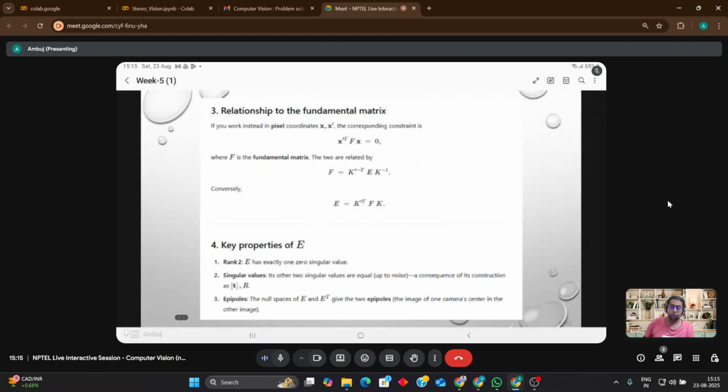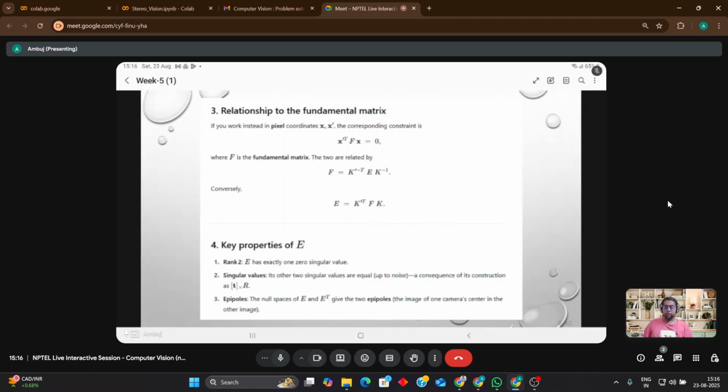Then, the relationship to the fundamental matrix: if you work instead in pixel coordinates, x dash, your corresponding constraint is x dash transpose F x equal to 0. F here is the fundamental matrix. The two are related by this relationship, and conversely you will be able to obtain the essential matrix E equal to K dash transpose F K.